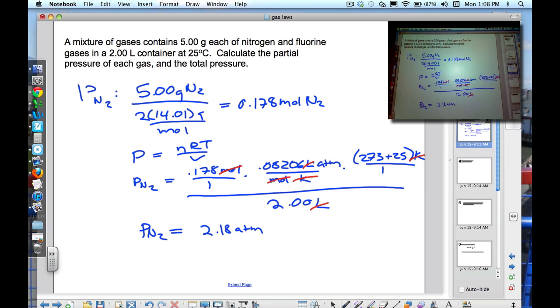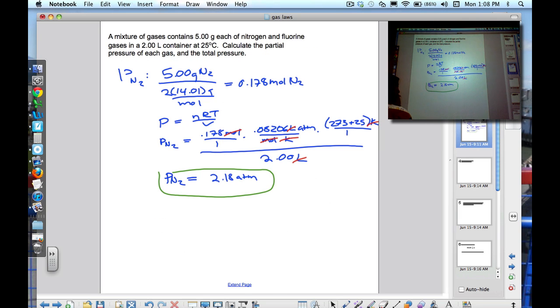Great. So using the moles of nitrogen, Annie calculated the partial pressure of nitrogen, that is the pressure the nitrogen would exert if it were by itself. So now let's do the same thing for fluorine. Should I extend the page? Yeah, go ahead. That's fine.